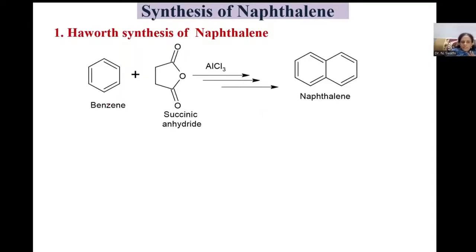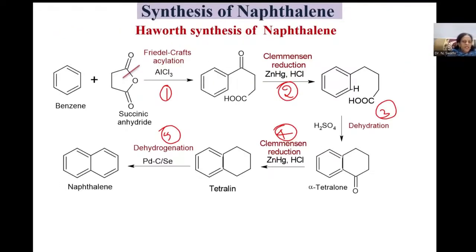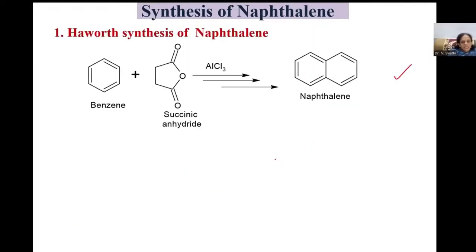You can simply write it like a single-step reaction. The first step involves Friedel-Crafts acylation between benzene and succinic anhydride in the presence of aluminum trichloride. Give that clearly and then draw multiple arrows. Multiple arrows indicate that the reaction involves multiple steps, and we are not mentioning those steps individually. Upon this multi-step reaction, we finally get naphthalene. If you find it difficult to write the whole mechanism of Haworth synthesis, you can show it in a single line like this.